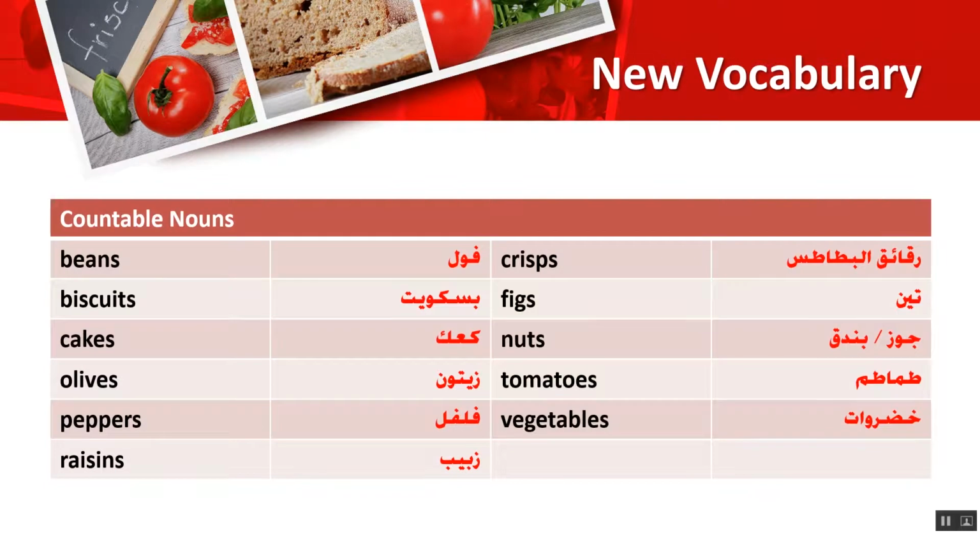And we have some countable nouns like beans, biscuits, cakes, olives, peppers, raisins, crisps, figs, nuts, tomatoes, vegetables.